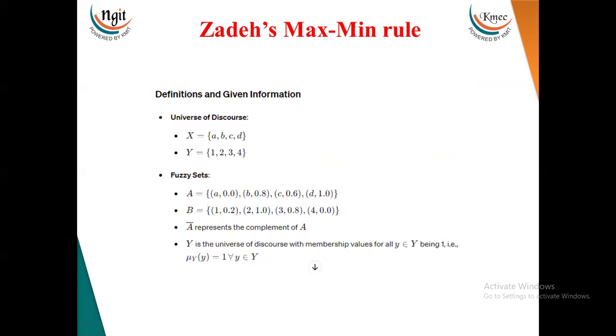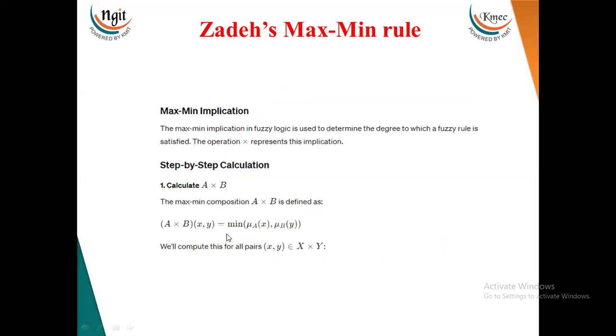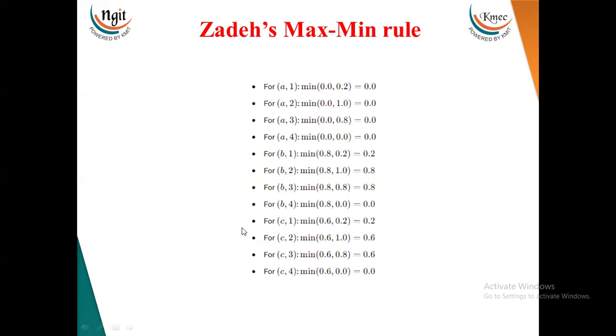So according to this universe of discourse, we have the A values and B values, and we are going to calculate A cross B. So how do we calculate A cross B? Remember, whenever you're talking about A cross B, as in the previous example, we take the minimum of mu A of x comma mu B of y. This is the cross product.